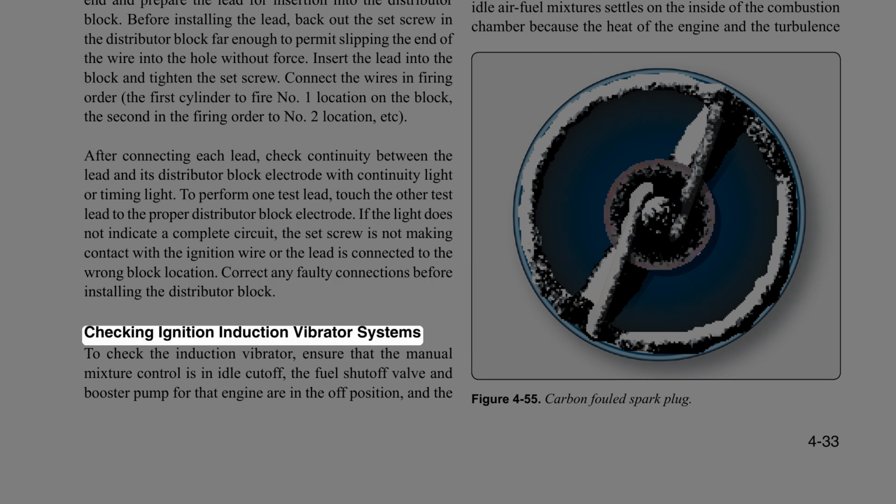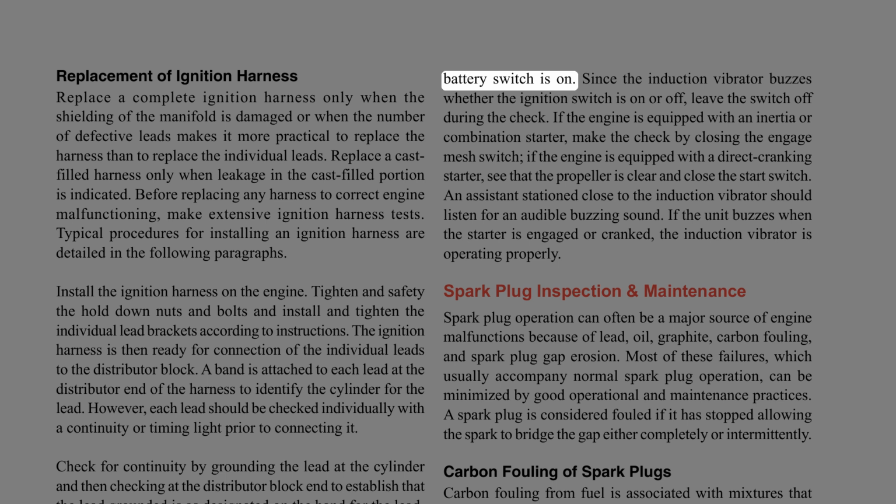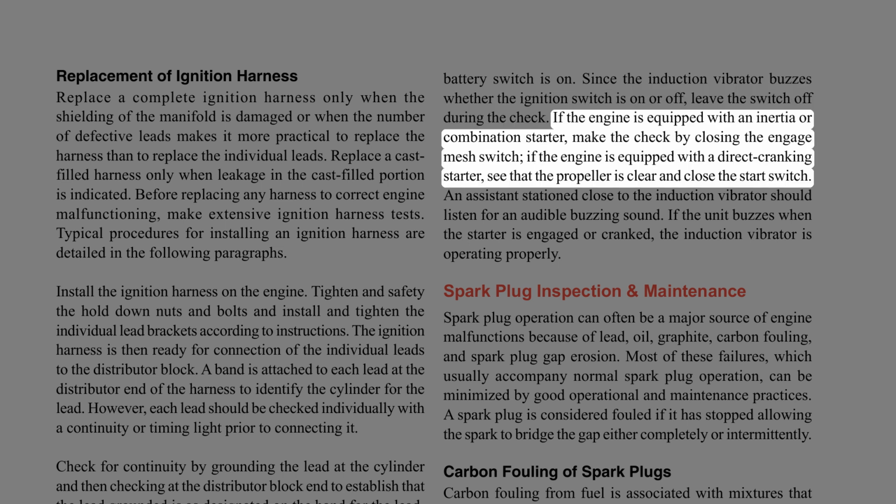Checking ignition induction vibrator systems. To check the induction vibrator, ensure that the manual mixture control is in idle cutoff, the fuel shutoff valve and booster pump for that engine are in the off position, and the battery switch is on. Since the induction vibrator buzzes whether the ignition switch is on or off, leave the switch off during the check. If the engine is equipped with an inertia or combination starter, make the check by closing the engage mesh switch. If the engine is equipped with a direct cranking starter, see that the propeller is clear and close the start switch.